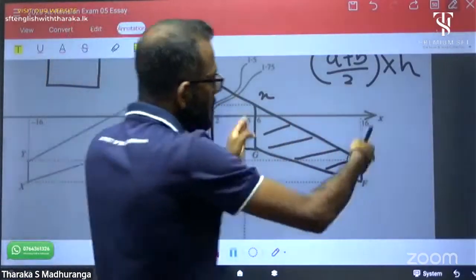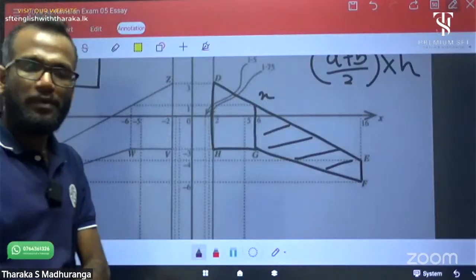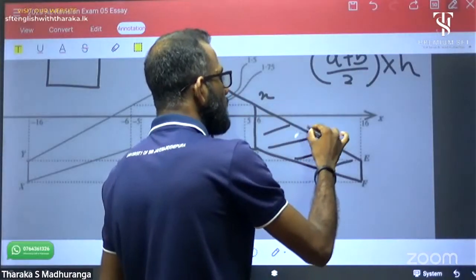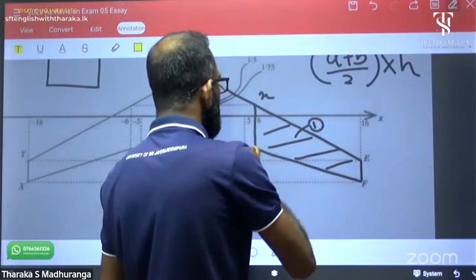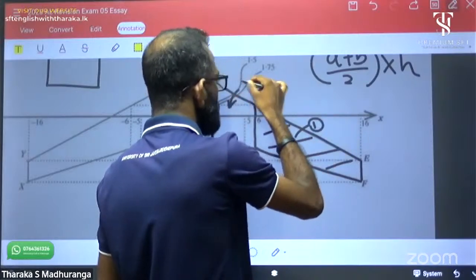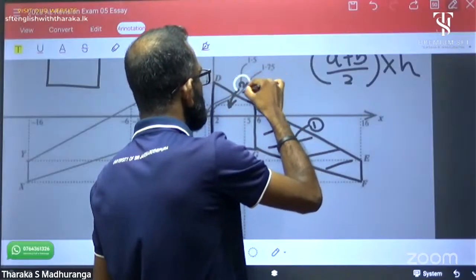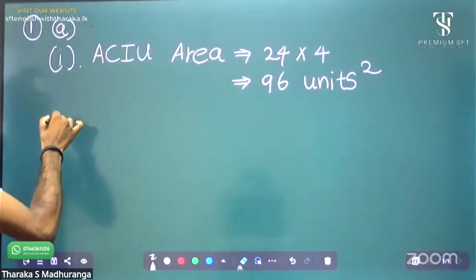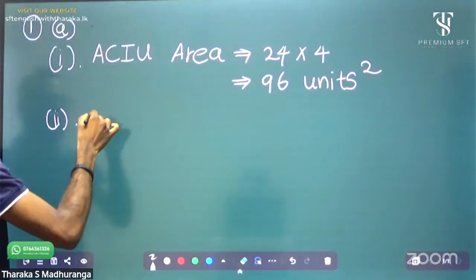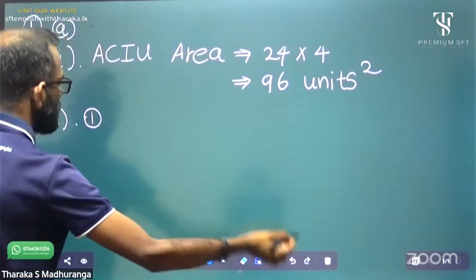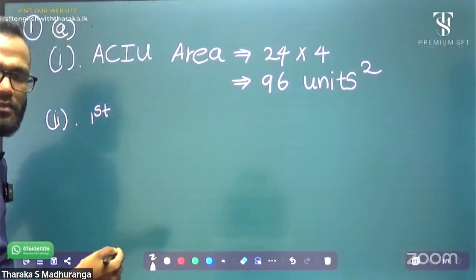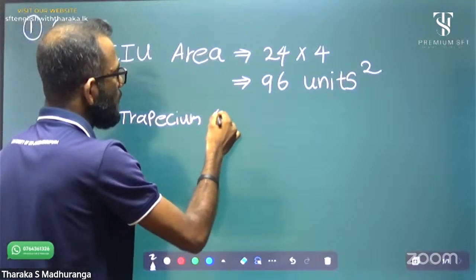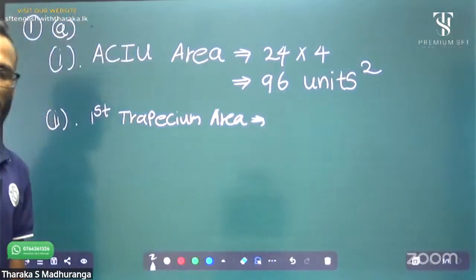Now there it is, a trapezium. It's a trapezium shape. Okay, this is part 1, the first one. This is part 2, the second part of this front wing. Now I am going to get the second part. First, the first trapezium area.